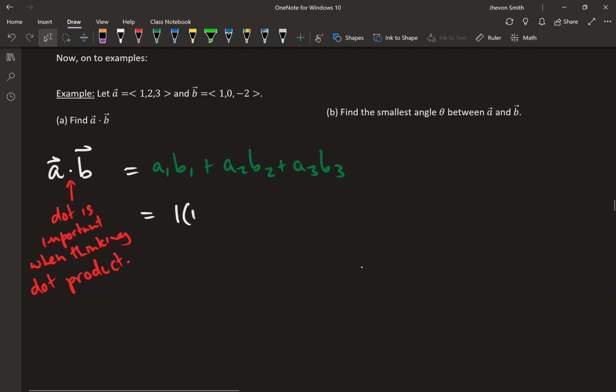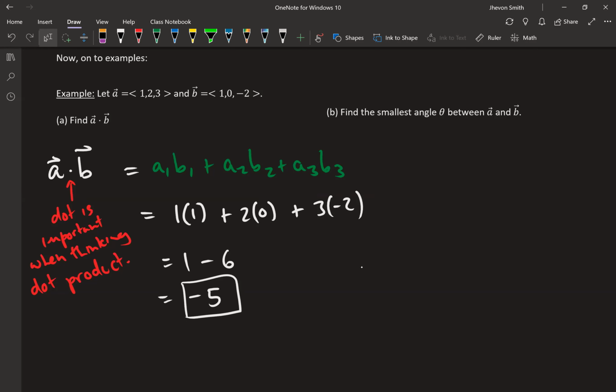So it'll be 1 times 1 plus 2 times 0 plus 3 times minus 2. So this ends up being 1 minus 6. So this is minus 5. That is the dot product of these two vectors.